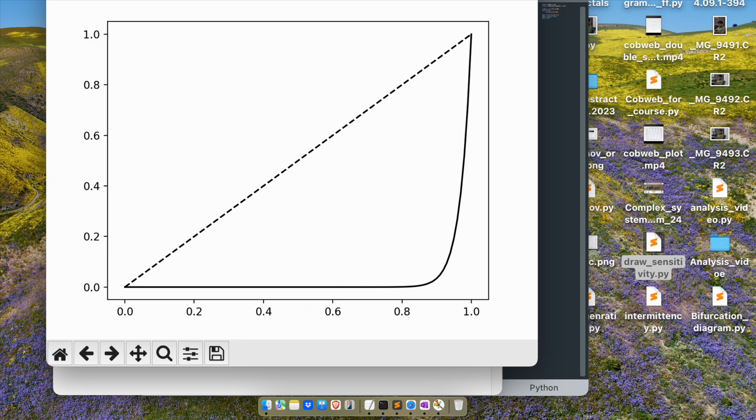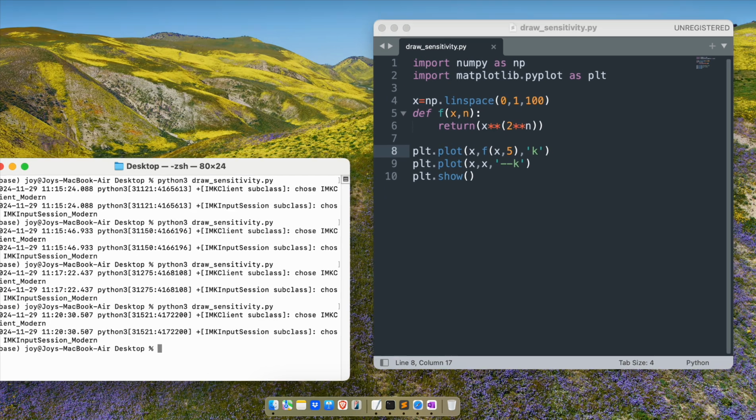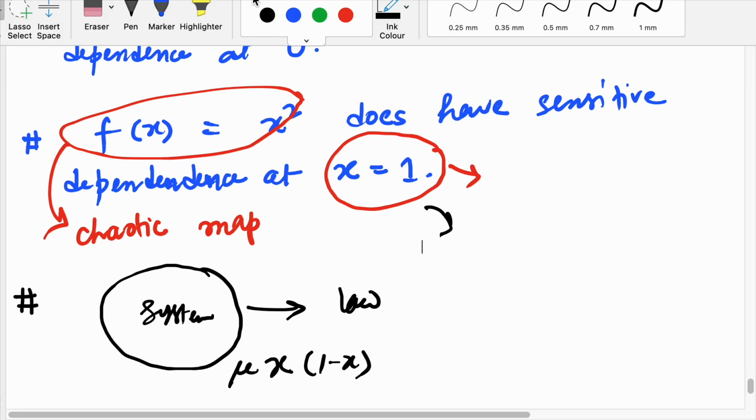So that's why only at x equal to 1 it's sensitive, but all other points are not sensitive. That means if I start at any other point, it will remain very close to that point. So the predictability is there everywhere apart from x equal to 1. You can predict all the other points. So we cannot say that the system has chaos in it. That's why it is not chaotic.